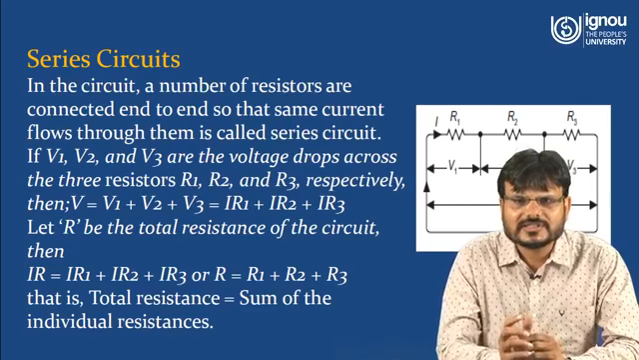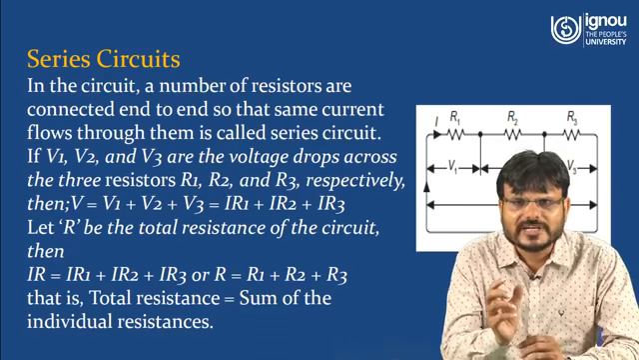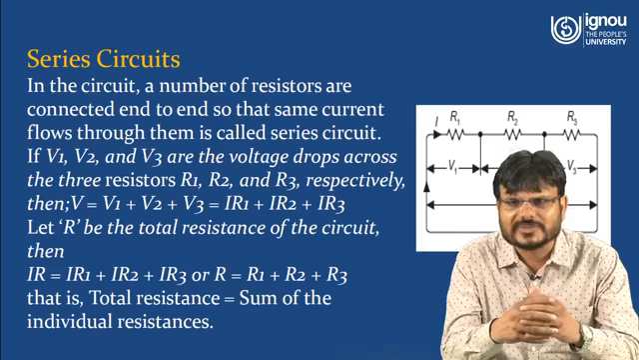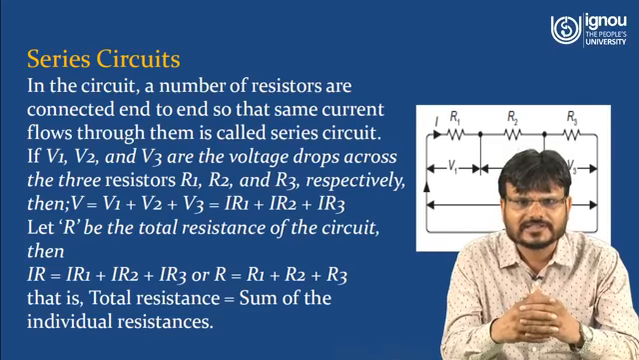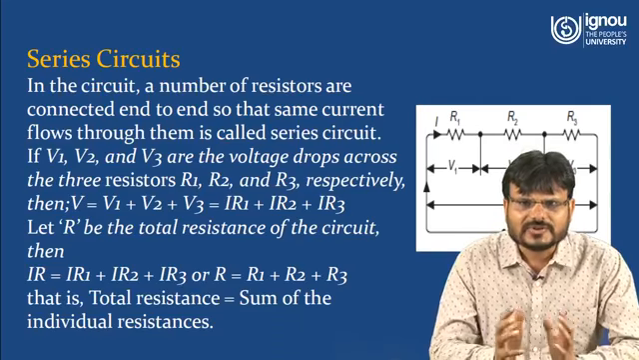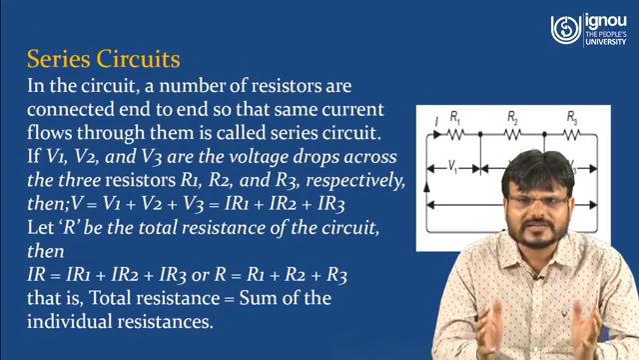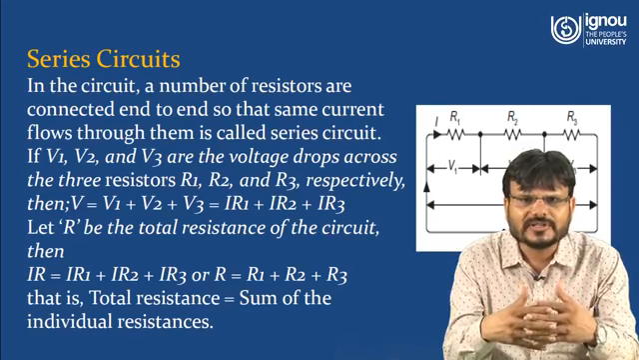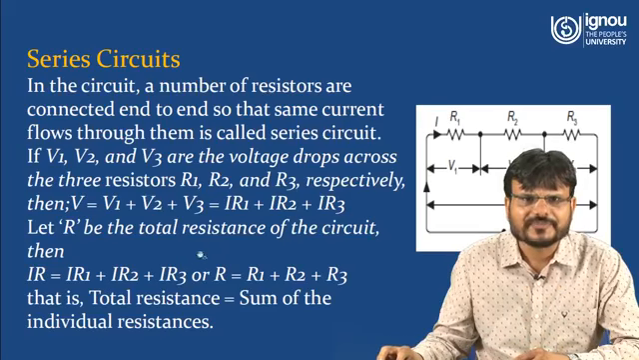Here you can see the voltage drop V1 is across the resistance R1, voltage drop V2 is across the resistance R2, and voltage drop V3 is across R3. Because the total voltage is applied across these three resistors, V can be written as V equal to V1 plus V2 plus V3. V1 can be written as I into R1, V2 as I into R2, and V3 as I into R3.